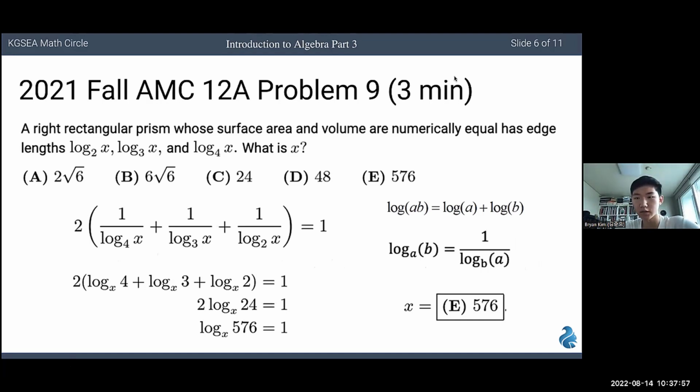And from there, you can use this property that you see on the right, log b base a equals 1 over log a base b. If you apply that property to this equation that I just read out, then you get the equation beneath it. And then if you use the property that you see above, log a plus log b equals log a times b, then you get that 2 log 24 base x equals 1.